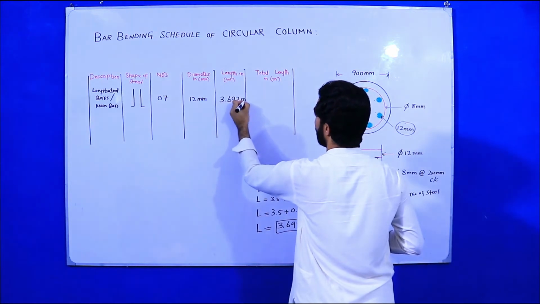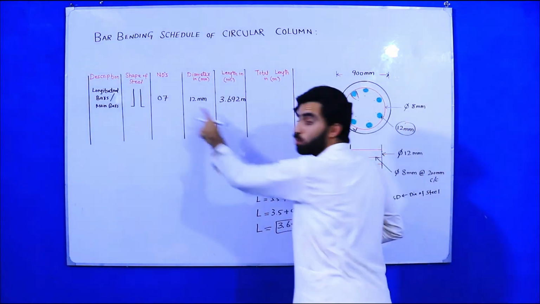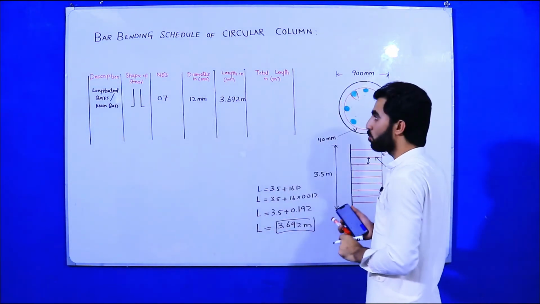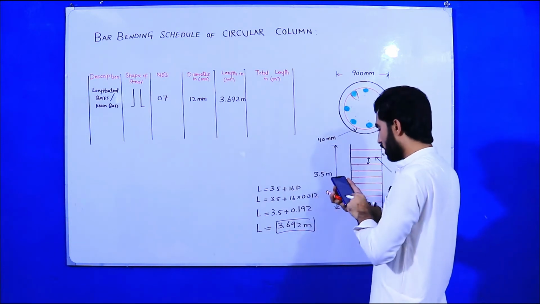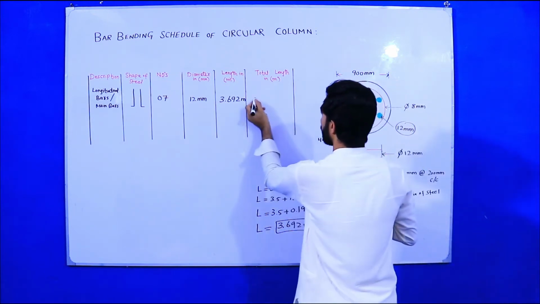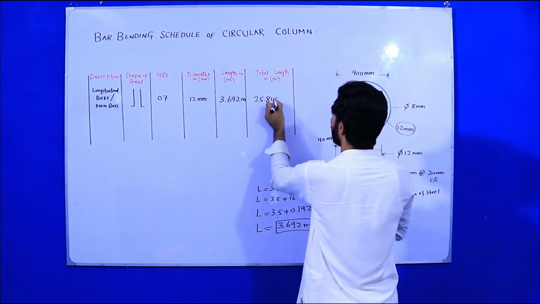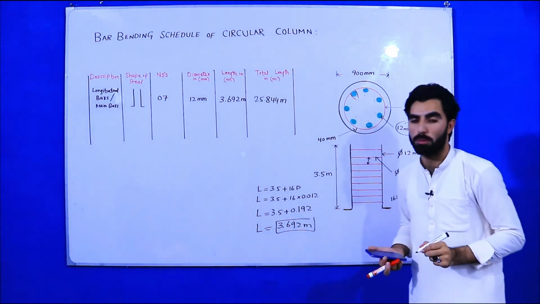3.692 meter. So what is the total length? The total length: we have 7 numbers, and each steel bar height is 3.692. So 7 multiply 3.692 becomes 25.844 meter. This is the total length of longitudinal bars.